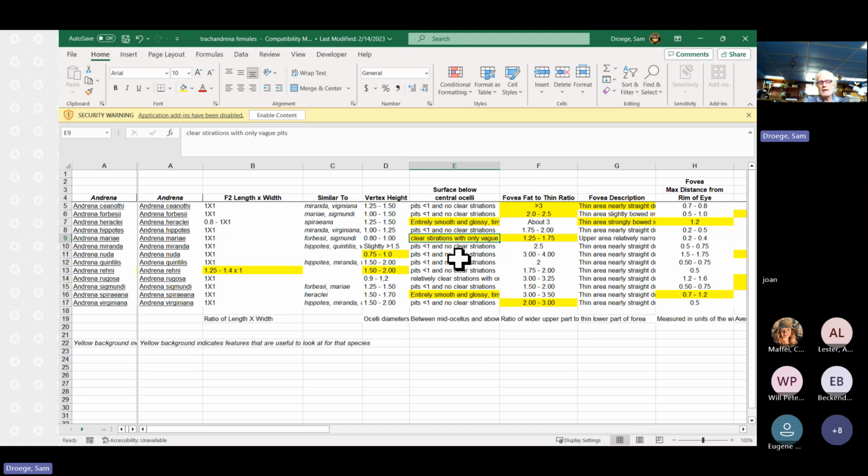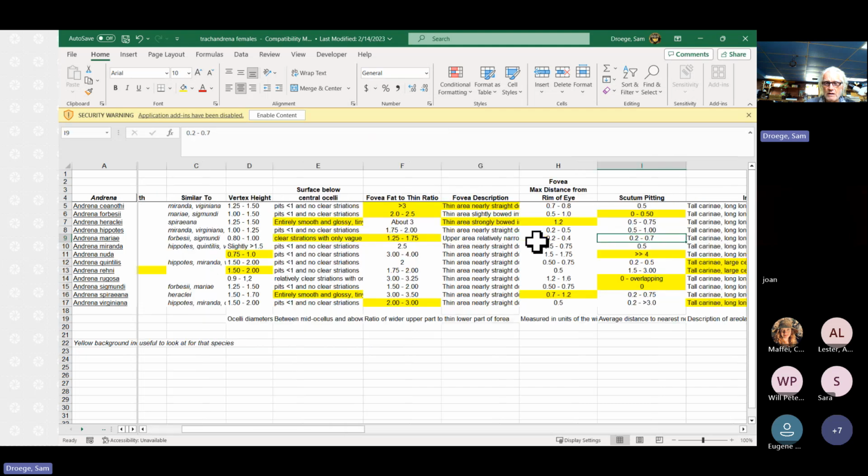They have some kind of pitting pattern or even a glossy area. Fat to thin, not very differentiated. Okay, so recall Ceanothene greater than 3 times wider at the top than at the bottom. Here, it's only 1.25 to 1.75. So really not a whole lot. It doesn't widen as it goes towards the apex of the head much at all. So that's highlighted as an important feature.